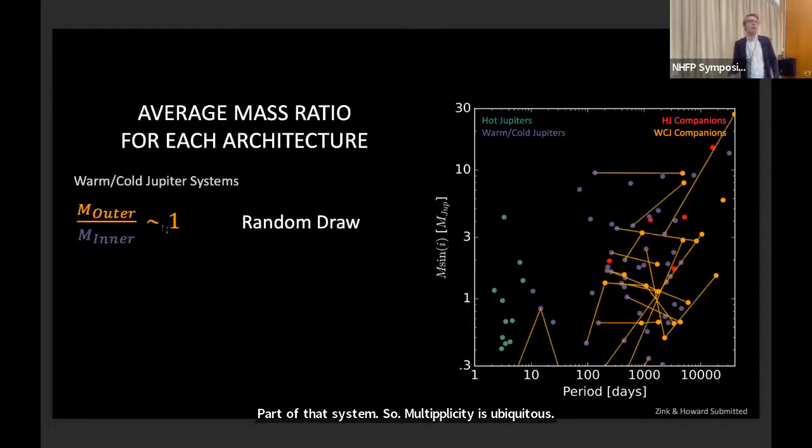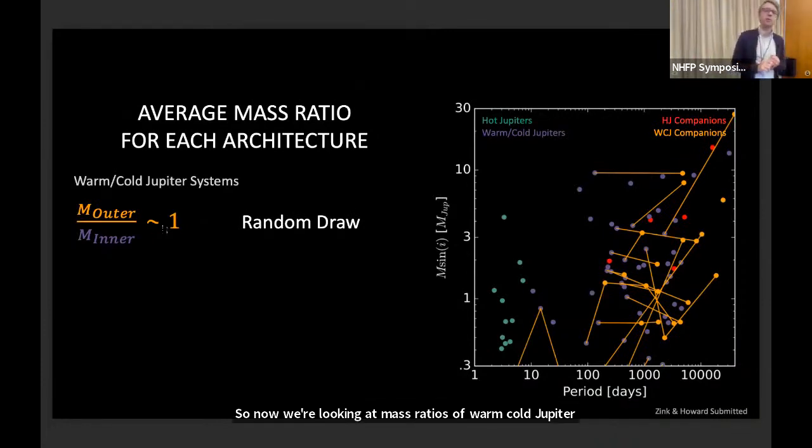So that wasn't necessarily interesting, right? It didn't tell us anything specifically unique about hot Jupiter systems. Maybe there's some kind of architectural feature that we can look at in these systems. We wanted to look at the mass ratios. So now we're looking at mass ratios of warm cold Jupiter systems versus hot Jupiter systems.